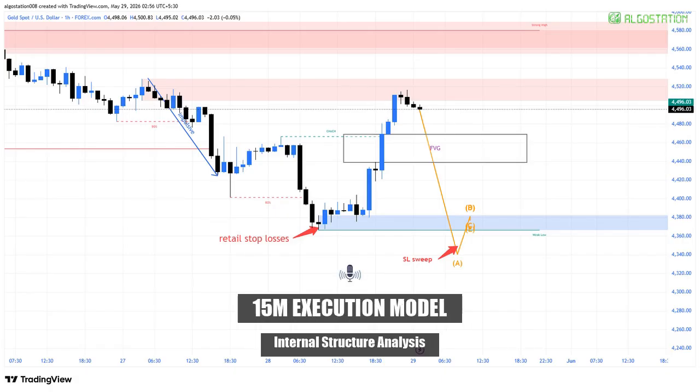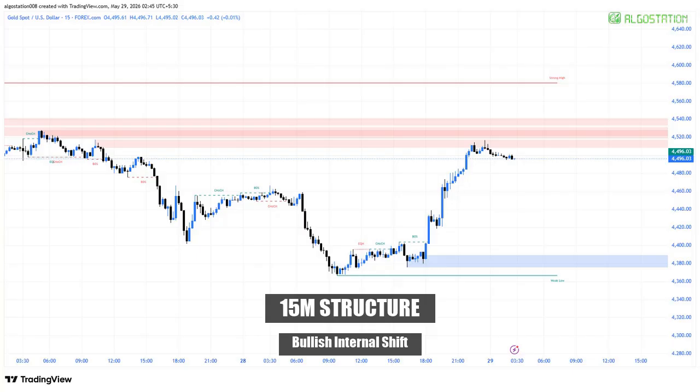Now let's move to the 15-minute time frame and study the execution model institutions are currently building inside this structure. On the 15-minute chart, we can clearly see internal bullish structure developing after the liquidity sweep. Price formed consecutive higher highs and higher lows with strong displacement candles. This bullish change of character was the first signal institutions were shifting order flow. The bear structure failed, and buyers immediately seized control with aggressive momentum.